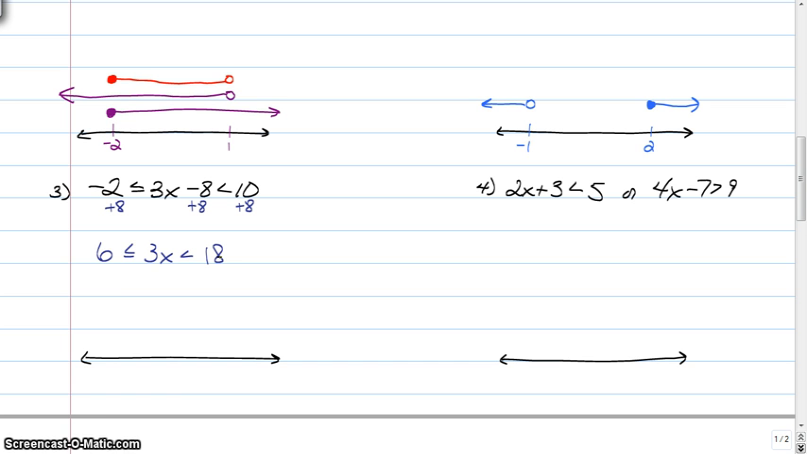And now we're just going to divide everything by 3. And we finish with 2 is less than or equal to x, which is less than 6. And we have just solved our compound inequality. Now we just have to graph it. We have our 2 and our 6. X is going to be greater than or equal to 2. X is less than 6.